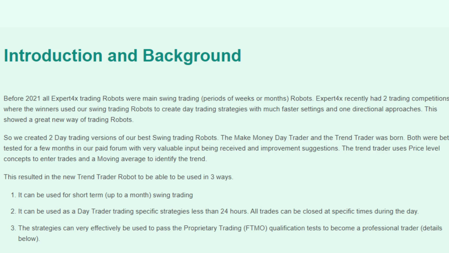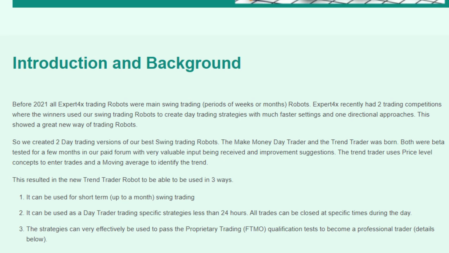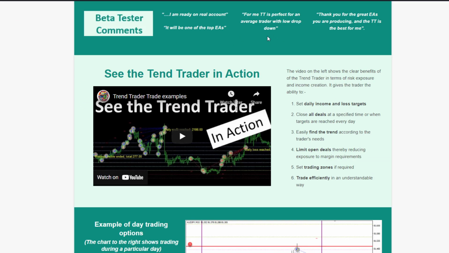So let's have a look at the Trend Trader in a little bit more detail. And there's some comments from the beta traders that have tested it over the last couple of months. But the advantage to day trading, I find, is that you can set daily income and loss targets, and you can close all of the deals at the end of the day, so you don't have this huge number of open deals following you all the time.